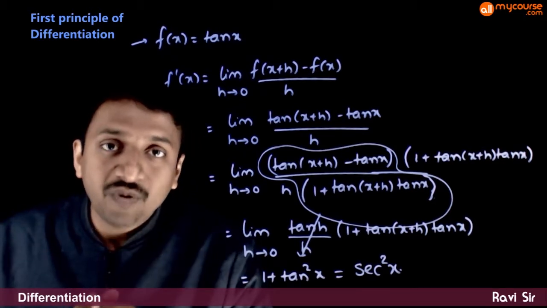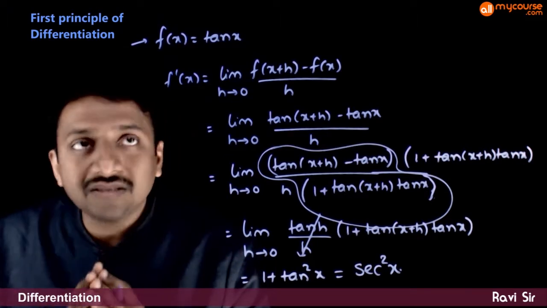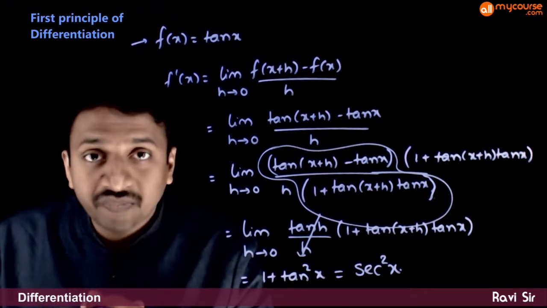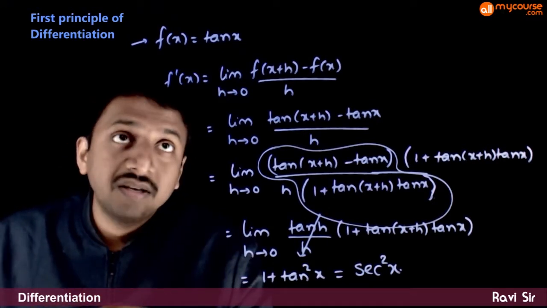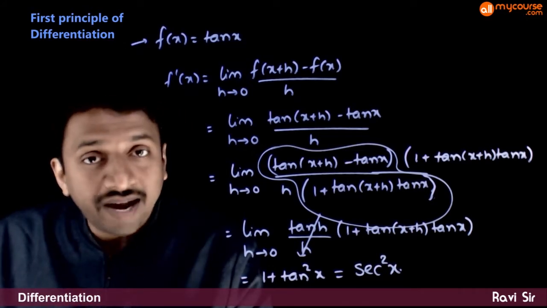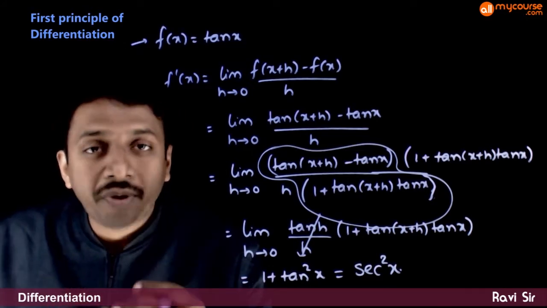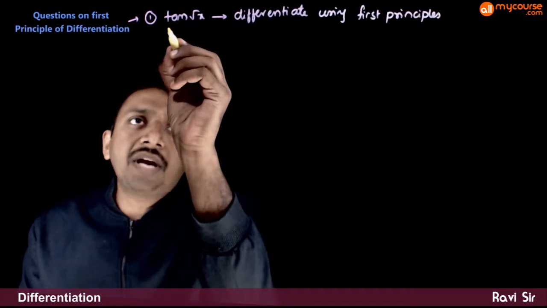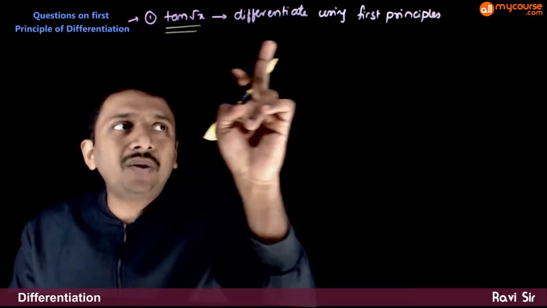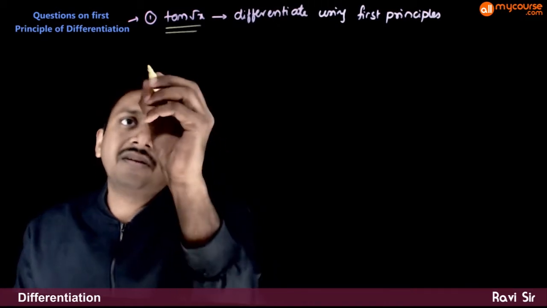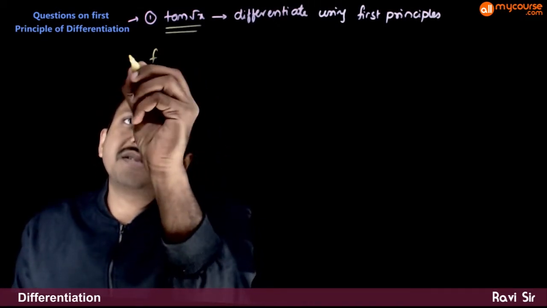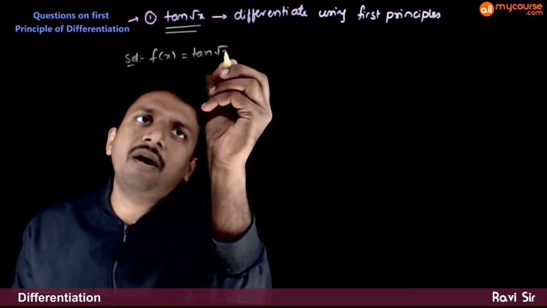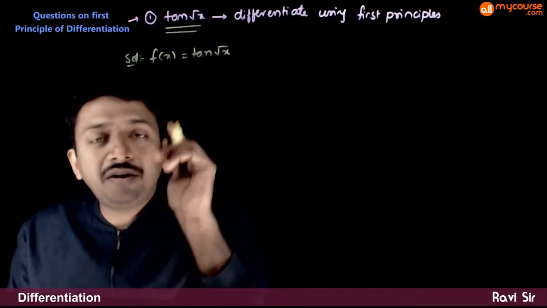In this way, you can derive the standard formulas for differentiations of various standard functions. Now let us use the same principles to find differentiations of some complicated functions. Let us look at this question. In this question, you are asked to differentiate tan root x using first principles. That means the given function is nothing but tan of root x, and you need to differentiate this.